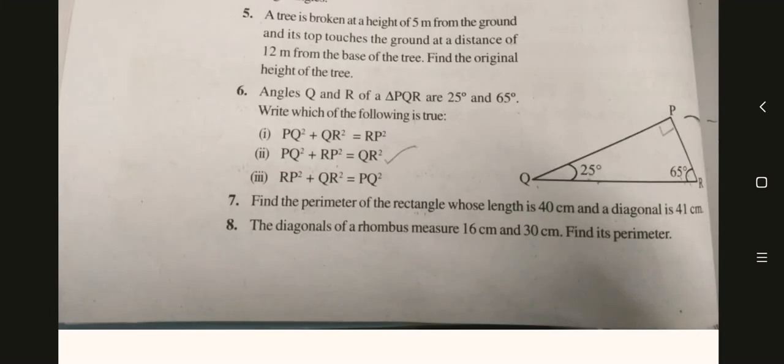The diagonal of a rhombus measures 16 centimeters and 30 centimeters. Find its perimeter. So in a rhombus, there is a property which states that the diagonals of a rhombus bisect at 90 degrees to each other. Bisect means it divides equally, right, at 90 degree. So we should use this property to solve this question.